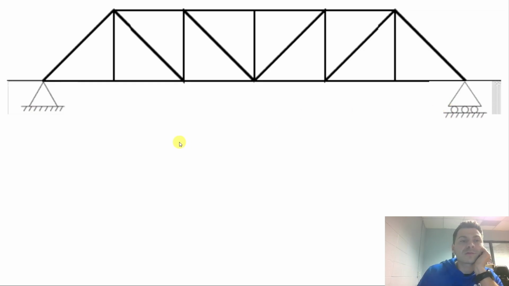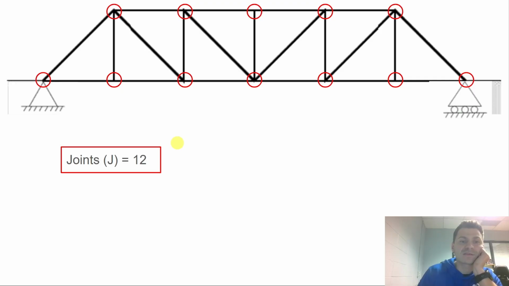So if we go through, first we're going to count the joints. And I count, there's 1, 2, 3, 4, 5, 6, 7, 8, 9, 10, 11, 12 joints. So I'll write that down. Those are the joints where the bridge members meet.